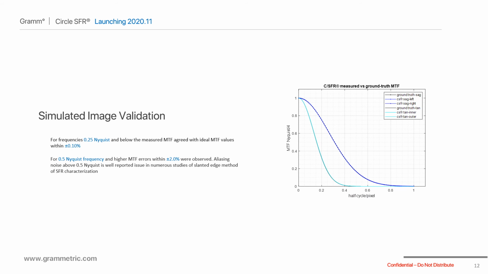Circle SFR was also validated with the use of simulated images based on realistic models of lens distortion. Using a simulated image from an ultra-wide 120-degree field of view 12-megapixel camera, Circle SFR reported less than 0.1% MTF error in the range between 0 and 1/4 Nyquist frequency. Above 1/2 Nyquist frequency, the observed MTF error was found to be within plus or minus 2% after an optimization of the supersampling rate.